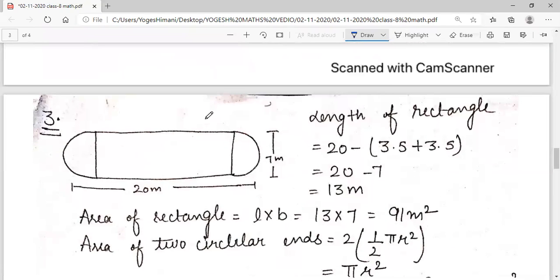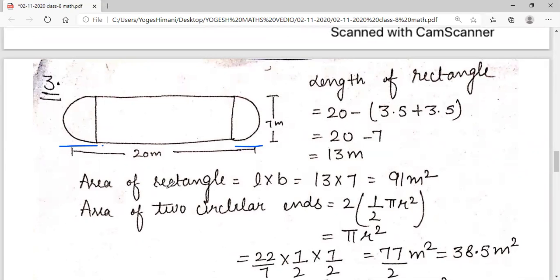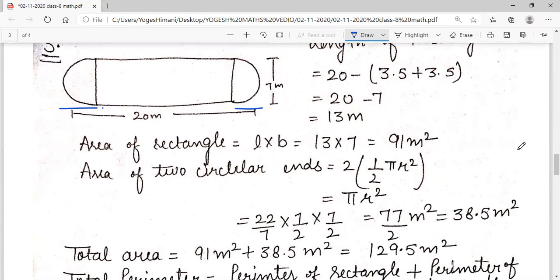ठीक है। तो लेंथ ऑफ रेक्टेंगल निकालने का तरीका क्या होगा, 20 माइनस 3.5 प्लस 3.5, क्योंकि यहां से लेकर यहां तक जो है 3.5 है। अगर हमें लेंथ ऑफ रेक्टेंगल निकालनी है तो हम यहाँ से ये वाली लेंथ जो है माइनस कर देंगे, तो हमारे पास लेंथ ऑफ रेक्टेंगल क्या आएगी 13 मीटर। सो एरिया ऑफ रेक्टेंगल विल बी लेंथ मल्टीप्लाई ब्रेथ। So we have length is 13 and the breadth is 7, that will be equal to 91 square meter.